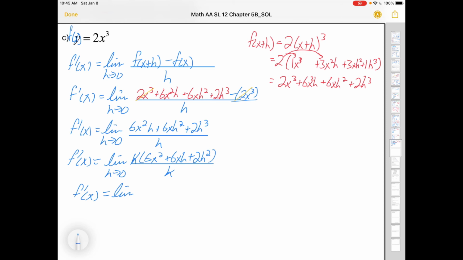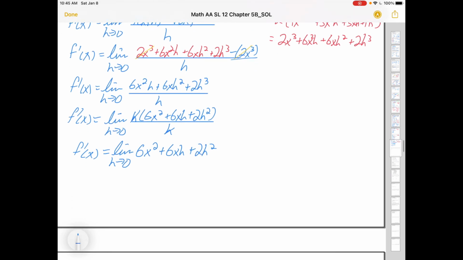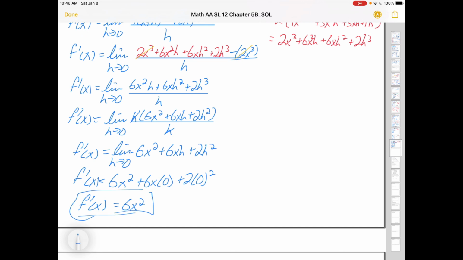We're almost there. We've got 6x squared plus 6xh plus 2h squared. And when I put in 0, the first term is just going to become 6x squared. The next term is going to be 6x times 0. And the other one's going to be 2 times 0 squared. The only one that sticks around is the 6x squared, which might lead you to look for some patterns.